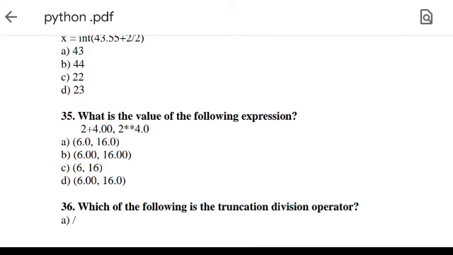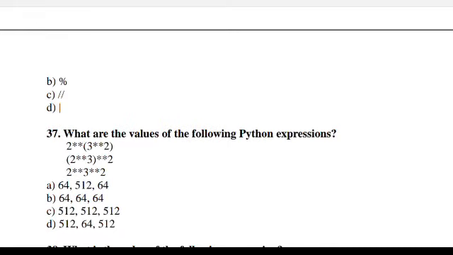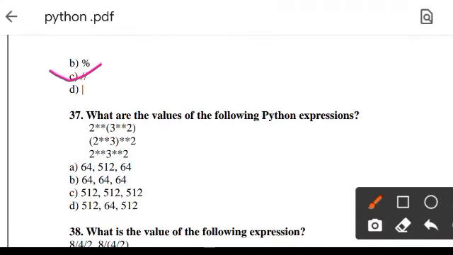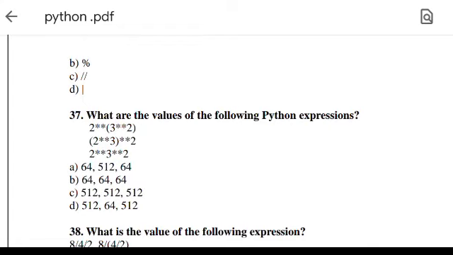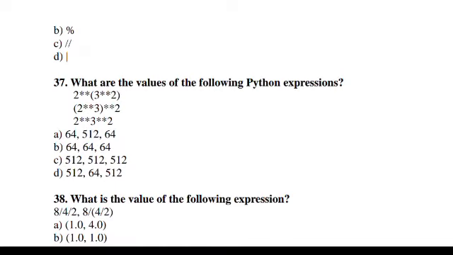Next is, which of the following is the truncation division operator? Right answer will be option C, double slash. Next is, what are the values of the following Python expression? Right answer will be option D, 512, 64, 512.